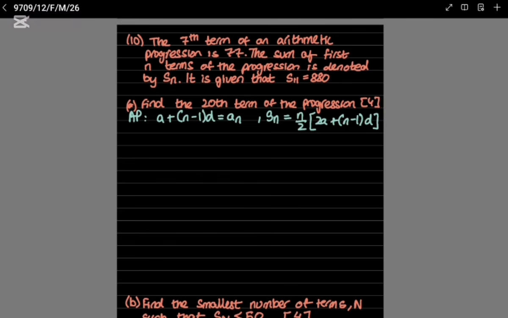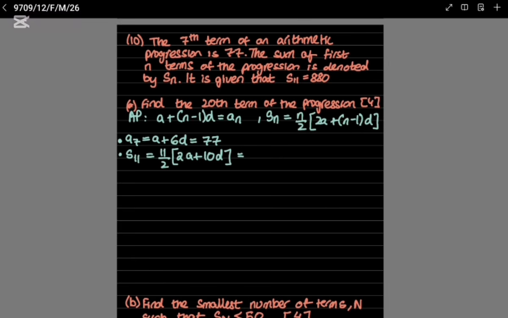using the givens. So they said that the seventh term of an arithmetic progression is 77. So a7, which is equal to a plus n minus 1, 7 minus 1, which is 6d, is equal to 77. So you get your first equation over here. Now similarly, they said that the sum of the first 11 terms is 880. So S11, which is equal to 11 over 2 into 2 times a plus n minus 1, which is 11 minus 1, which is 10d.